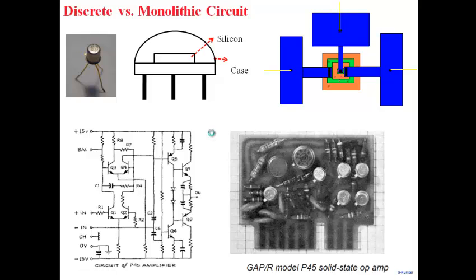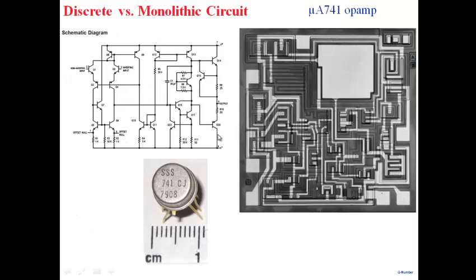Now contrast that with a monolithic circuit here. This is an example of a 741 op-amp that you are all familiar with. Look at the large number of transistors here. The difference is the transistor is not made beforehand and then brought and integrated.